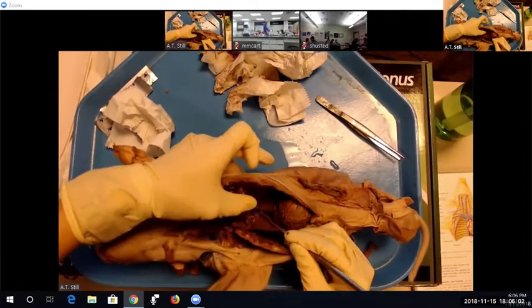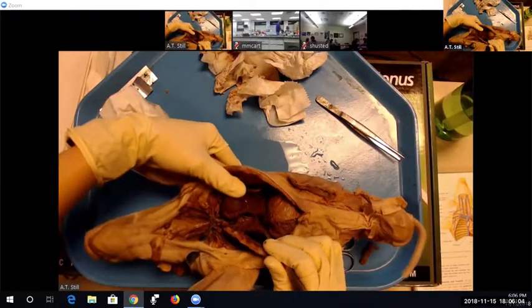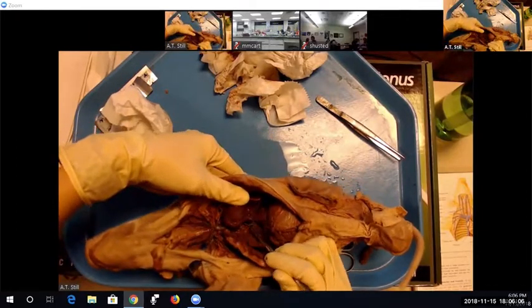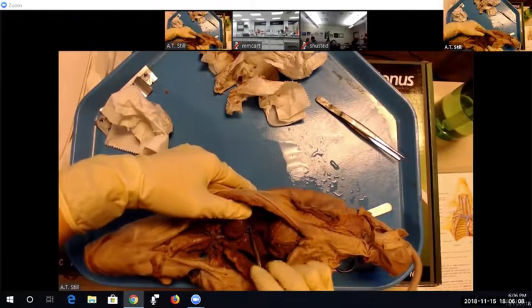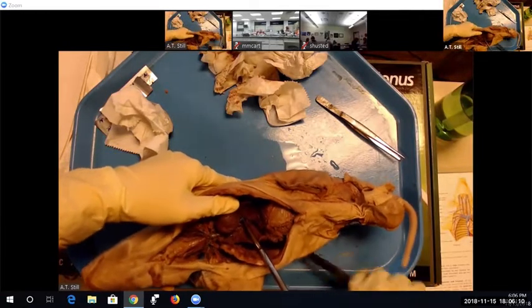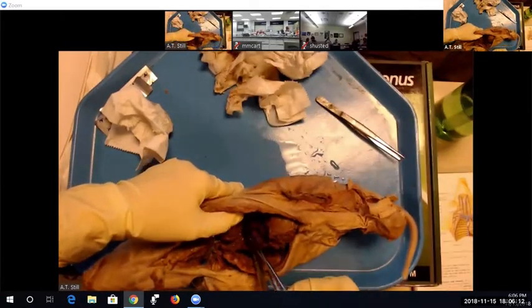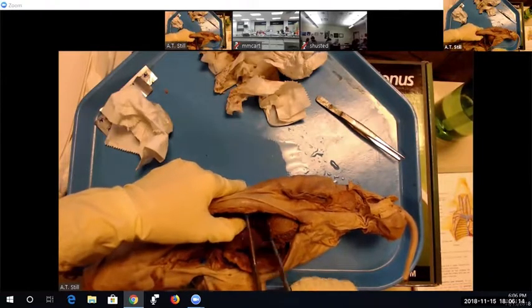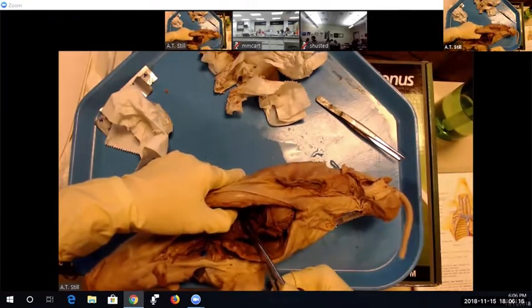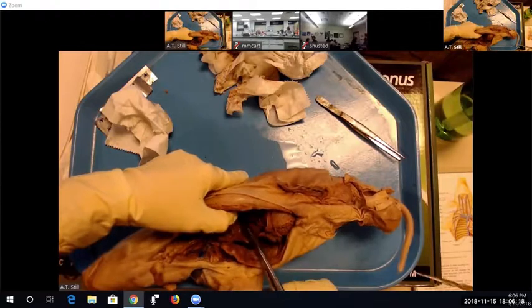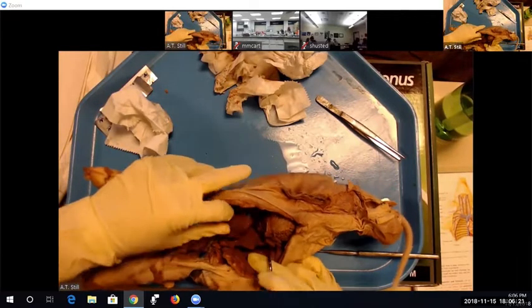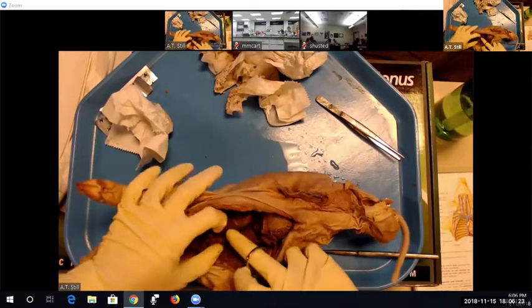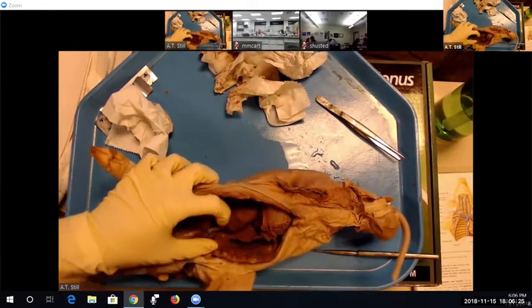So I've got mine uncovered here. And I'm just going to put my probe underneath it and take my scissors and cut that vessel to free up the heart. And then we're going to go up to the top of the heart and cut the superior vena cava.